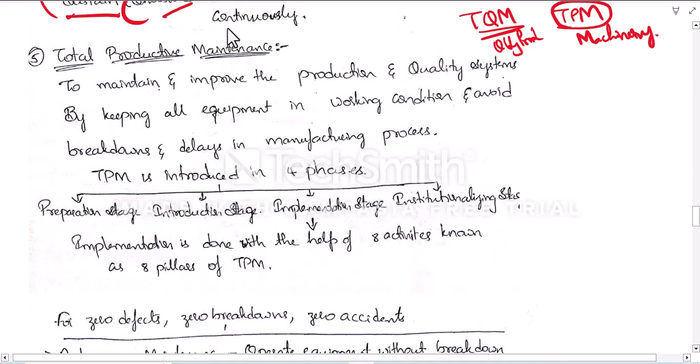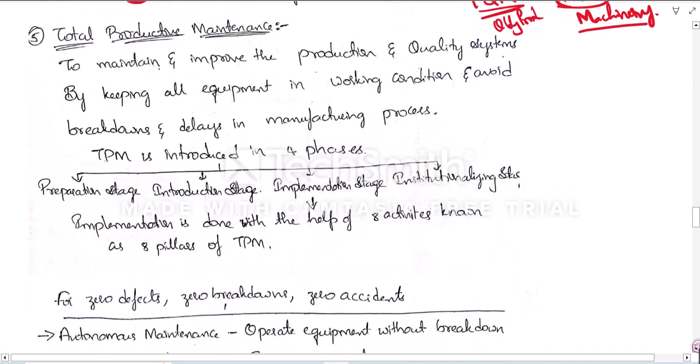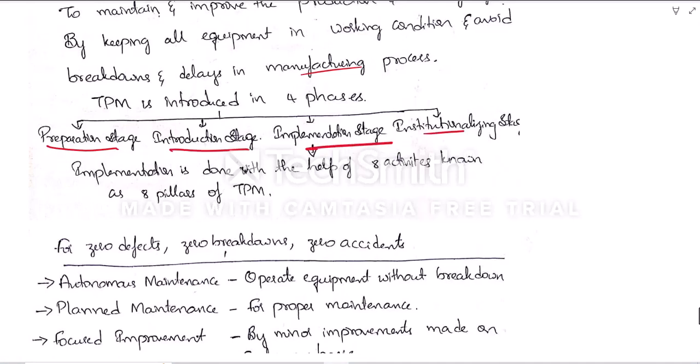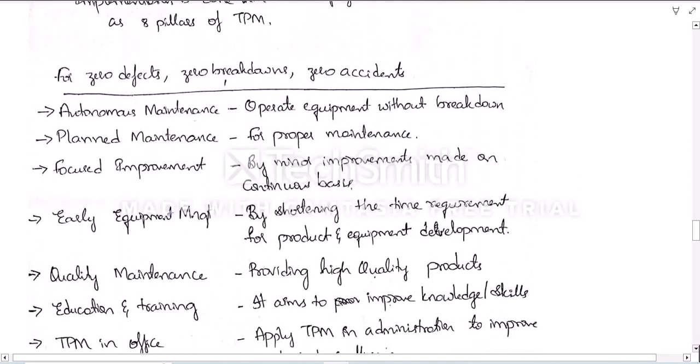So TPM helps to keep the machinery in working condition, avoid any breakdowns or accidents, and avoid any delay in the manufacturing process, because there will not be any breakdowns. There are four phases to introduce a TPM: preparation, introduction, implementation and institutionalizing stage. But here we will be studying only the implementation stage, which is done through 8 activities named as the 8 pillars.